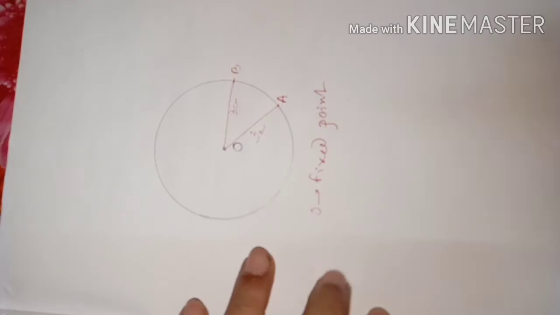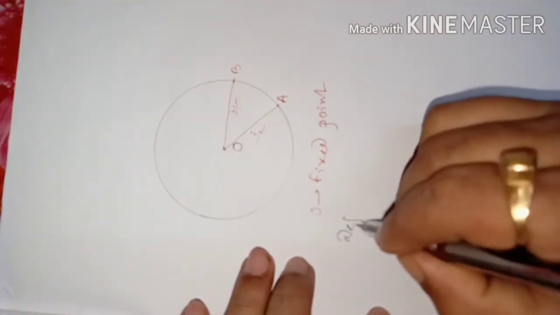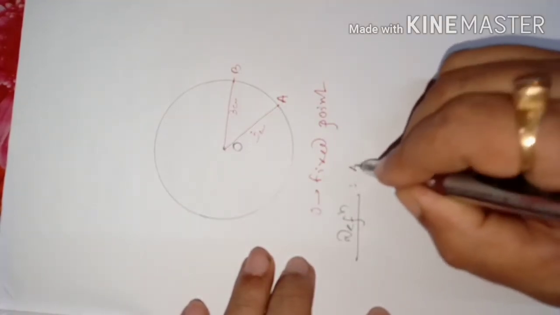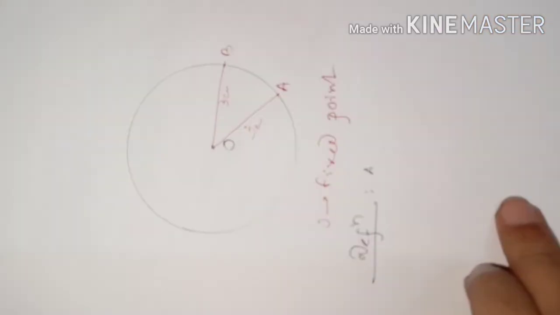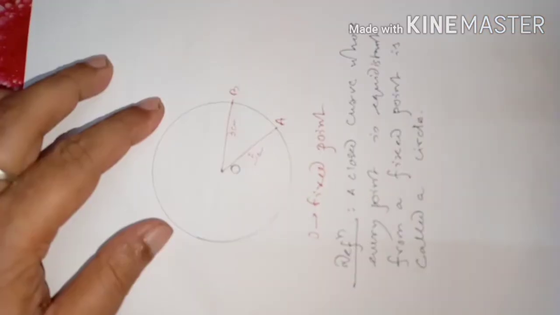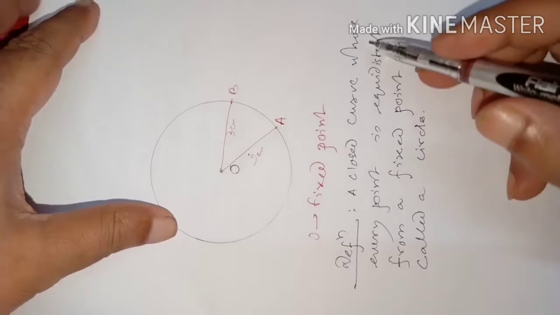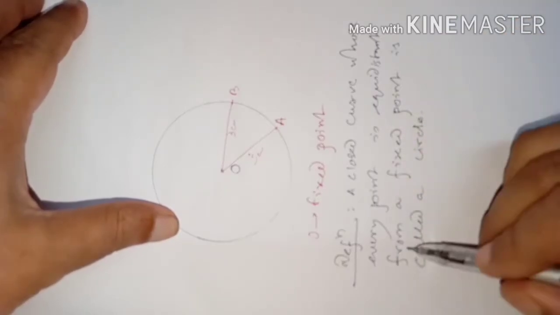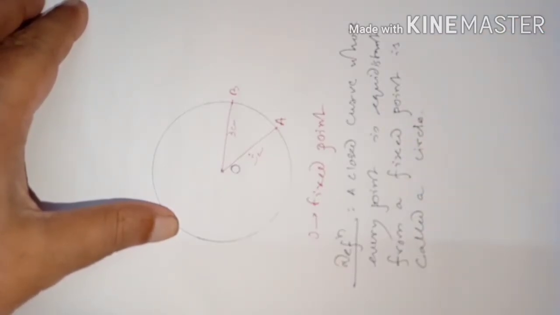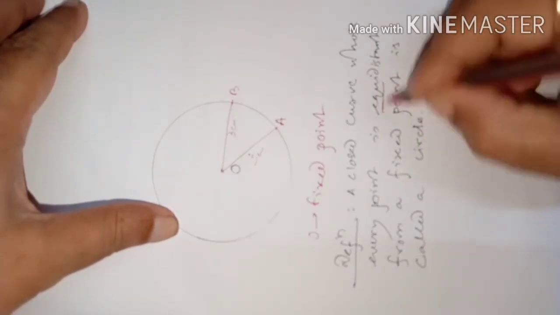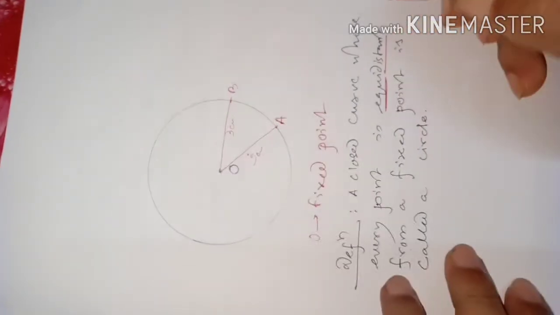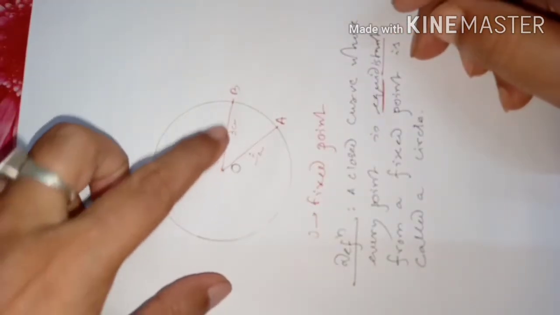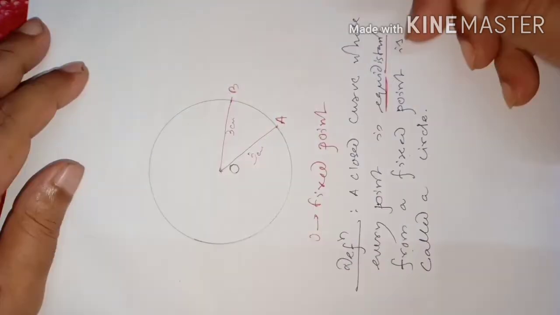So we can give the definition of a circle this way. A closed curve whose every point is equidistant from a fixed point is called a circle. Equidistant means equal distance, meaning having equal distance from a fixed point. That closed curve is called a circle.